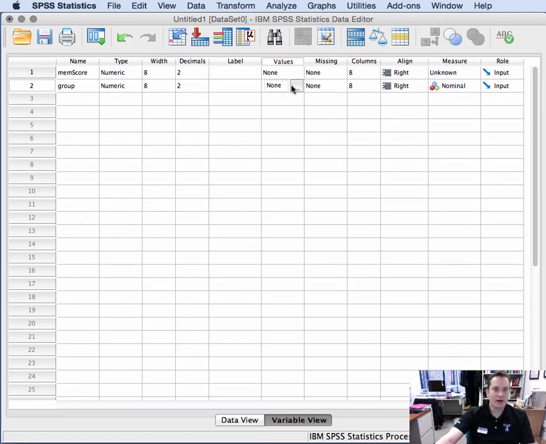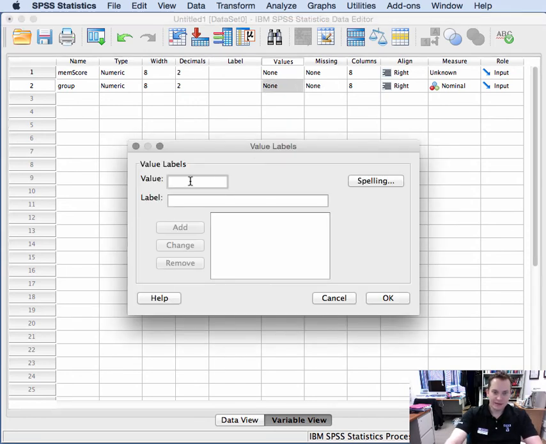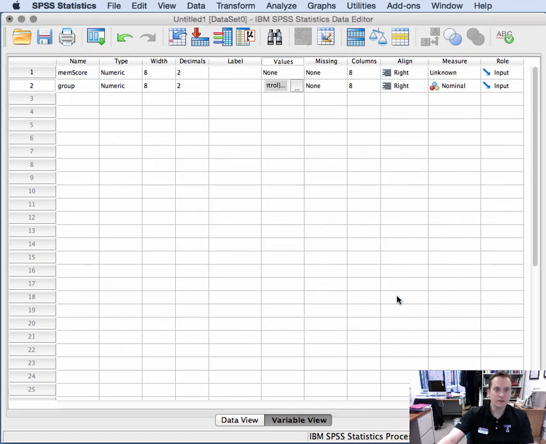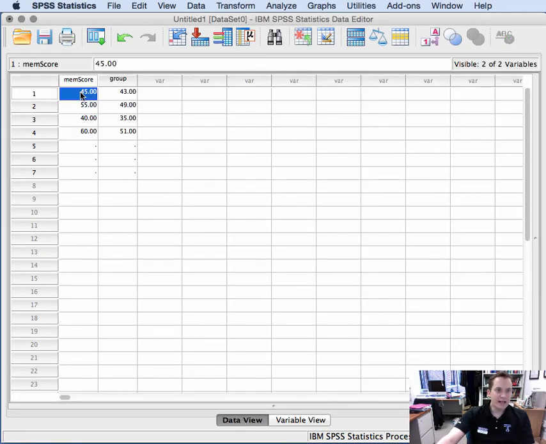And I'm going to give it some values as well. If I click this little box under values, I can assign the value 0 to my control group. So I'm going to click 0 and then add. And then I'm going to assign the value 1 to my experimental group. This will just help me in my output in just a second. All right, now I can enter the data.